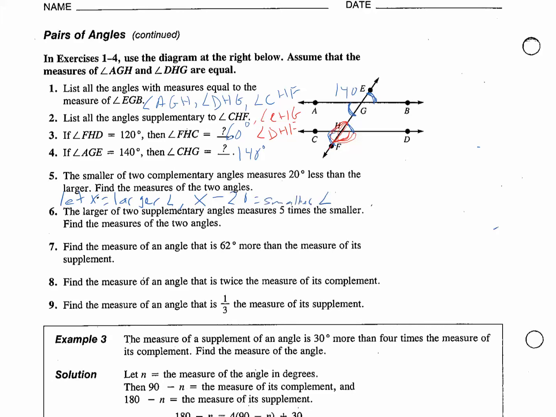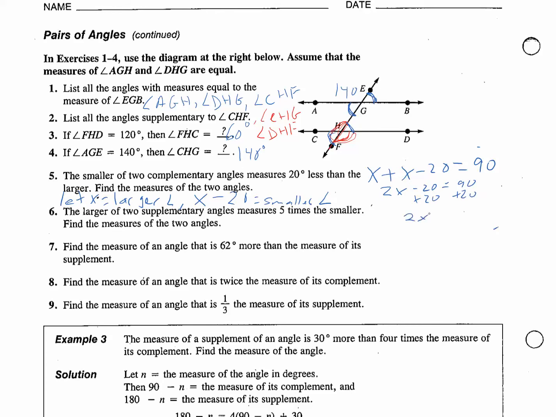All right, now that we have that set up, we know they're complementary. So the larger, x, plus the smaller, x minus 20, equals 90. Complementary means they add to 90. So I'm going to add my like terms: 2x minus 20 equals 90. I'm going to add 20 to both sides.